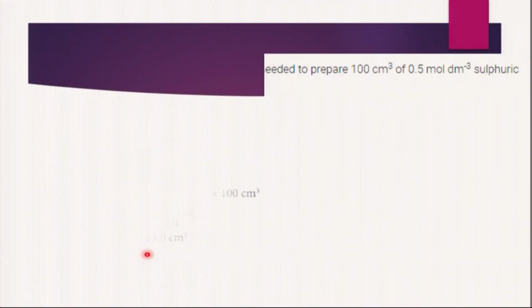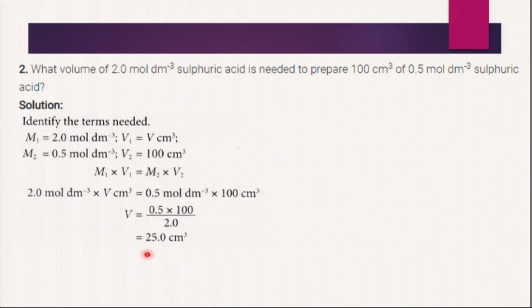Let's look at one more example. What volume of 2 molar sulfuric acid is needed to prepare 100 cubic centimeters of 0.5 molar? So this one is almost obvious. Look at 2 molar, reduce it to 0.5, and the volume of this 2 molar sulfuric acid is not known. The volume that you are preparing, this diluted solution, is 100 cubic centimeters, 0.5 molar.